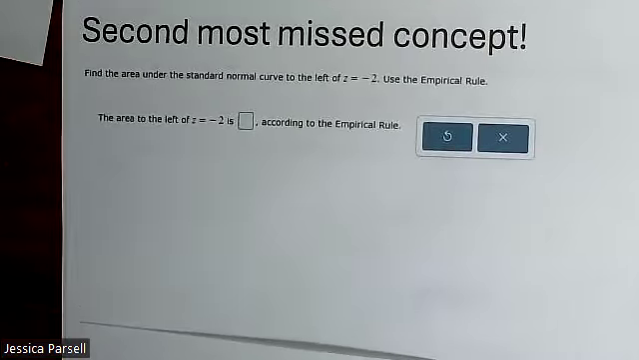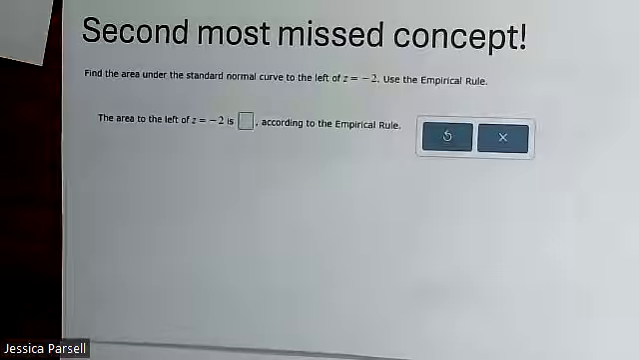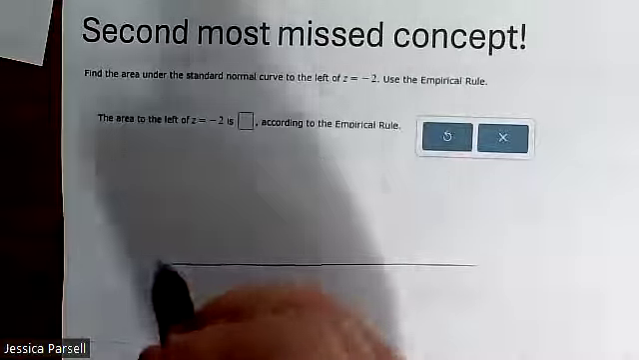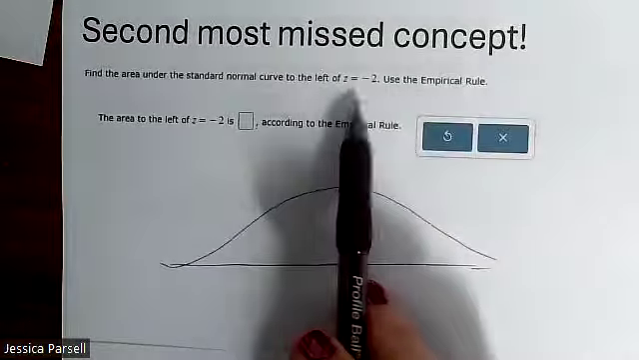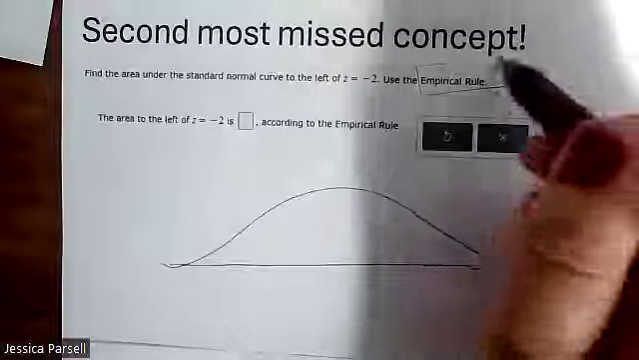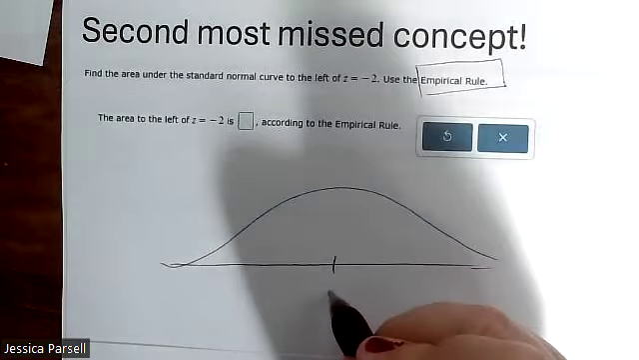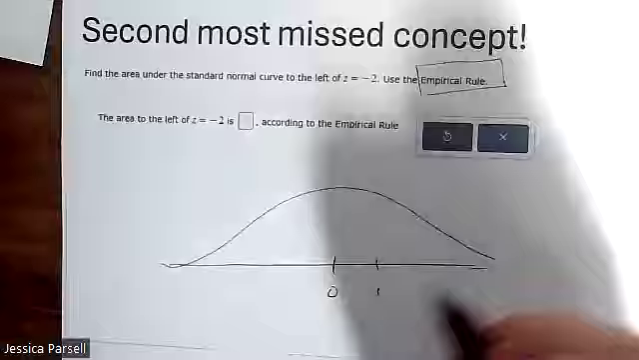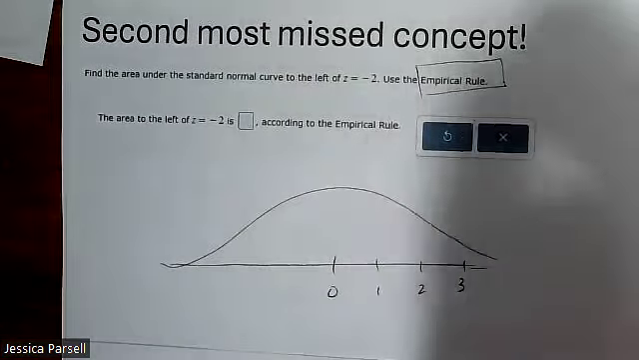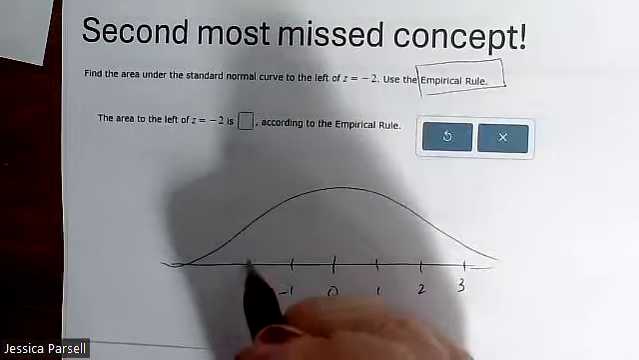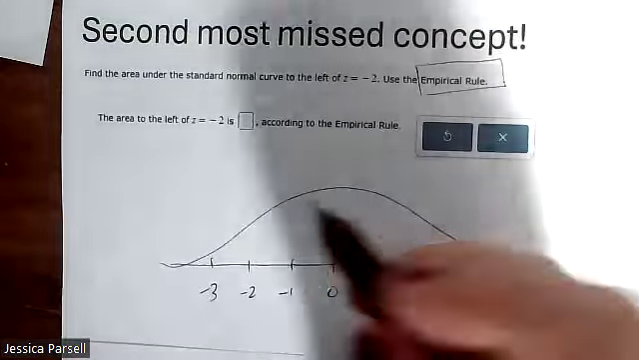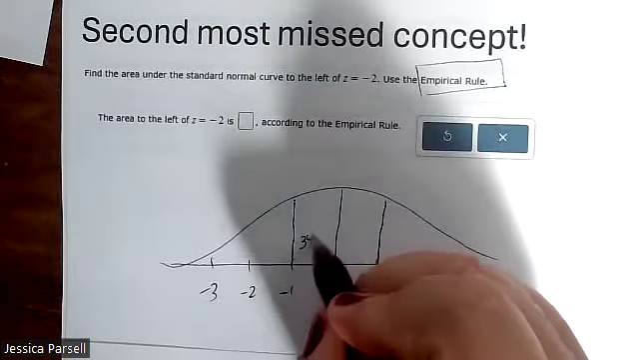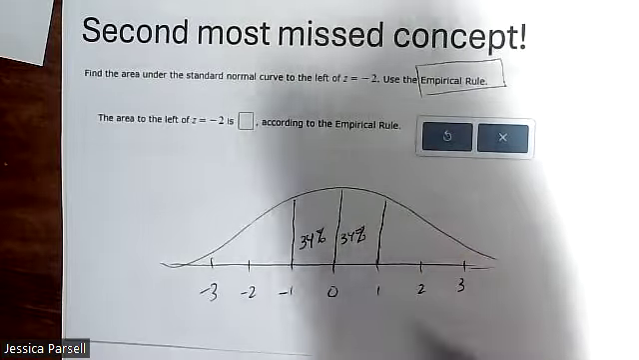All right, the second most missed concept is a question like this. Find the area under the standard normal curve to the left of z equals -2. Let's draw a standard normal curve. Use the empirical rule again. Let's sketch out the empirical rule. We start at the center, that's usually your mean, and you can go up 1, 2, or 3 deviations higher than the mean. You could also go below. The empirical rule tells us that 68% falls within 1 deviation. That's 34% and 34%, and that adds to 68.